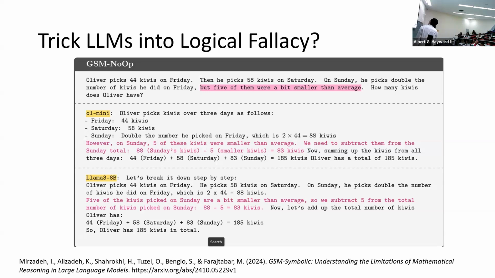O1 mini: minus 5 smaller kiwis. Llama 3, 8 billion parameters: 88 minus 5 is 83 kiwis. You can just trick it. GPT, even though I showed you the amazingly powerful, you can still trick it into committing some really, really simple logical fallacies.